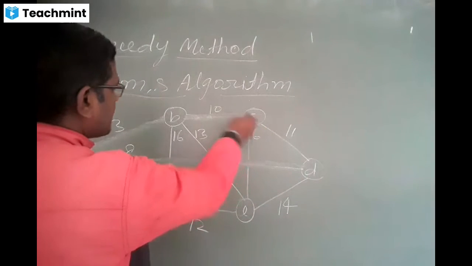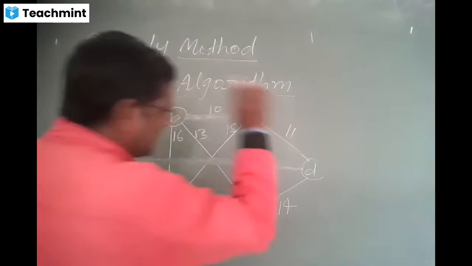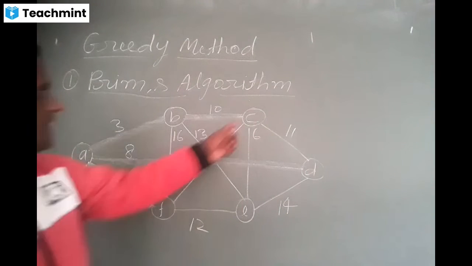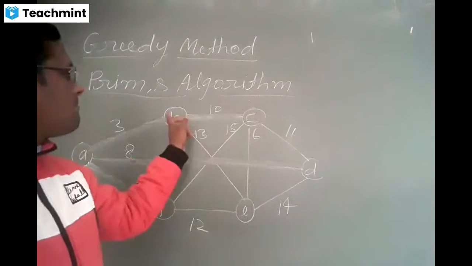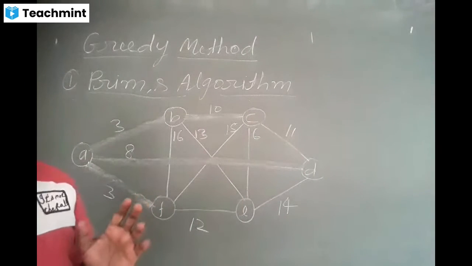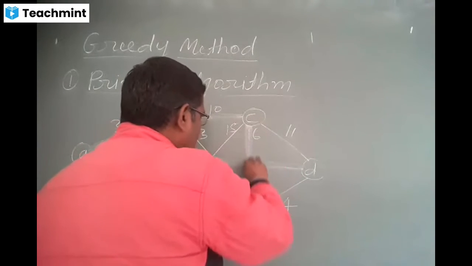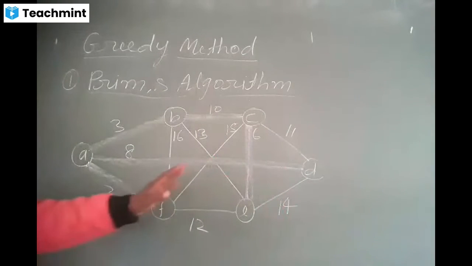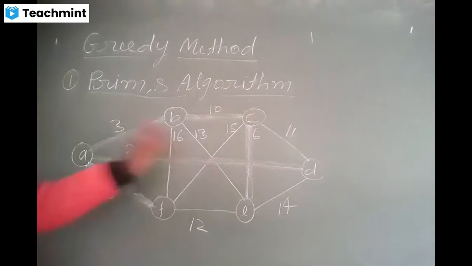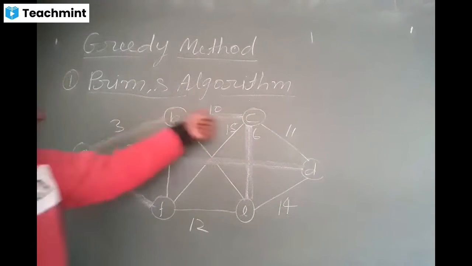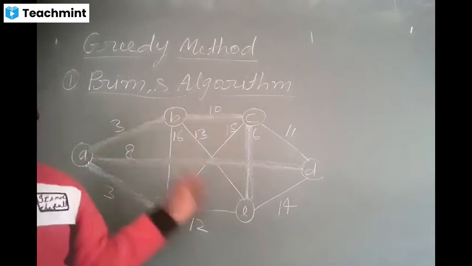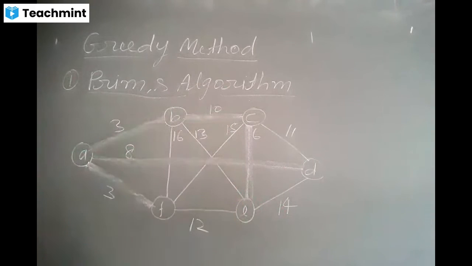Now comes the next step. We again see the edges from B, C, D, and F. So what will be the minimum? C to E is the minimum, in the fifth step. So in this tree, we cover all the nodes. Then this will be the spanning tree of this graph.